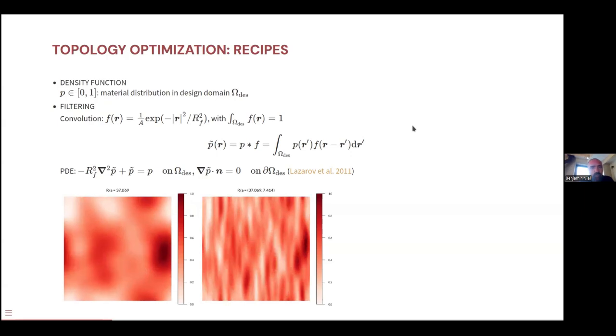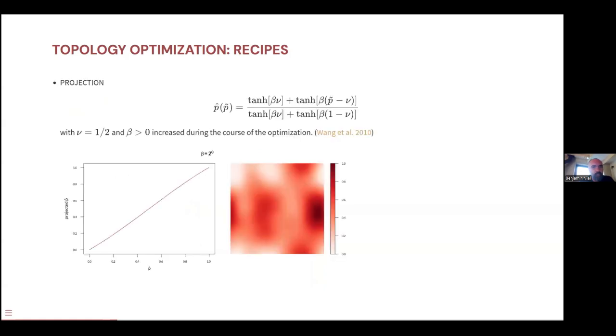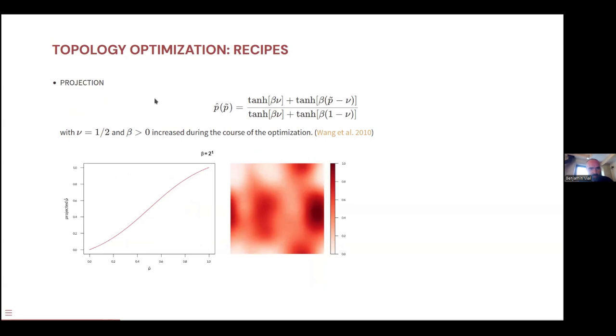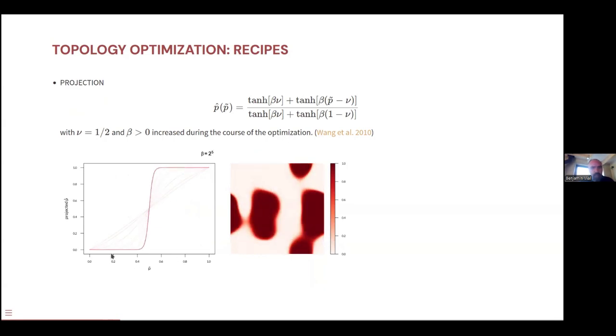Next thing you want to do is to remove the intermediate density values that are unphysical. So you do some projection. So you use this sort of function. It's an example of function. And you increase here this beta parameter in order to have a more and more, let's say, black and white design density function. And you can generalize this. As I said, you can add more and more levels to distribute more than two materials in your domain.